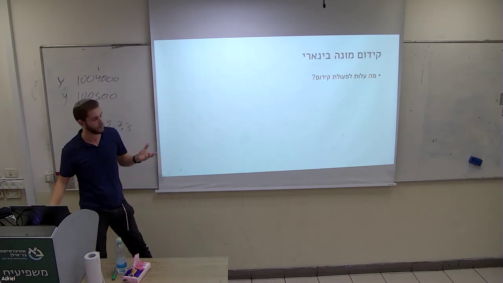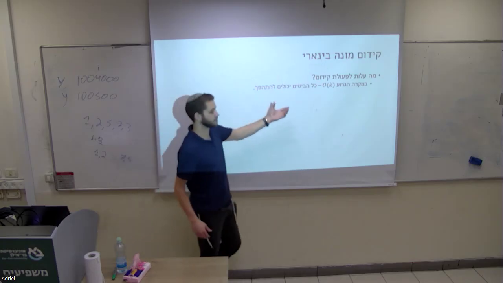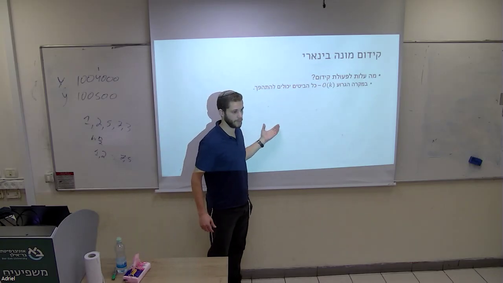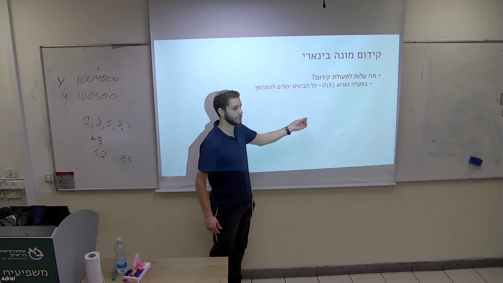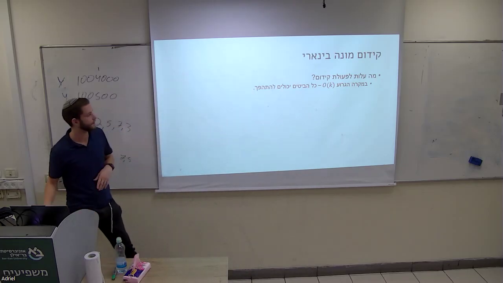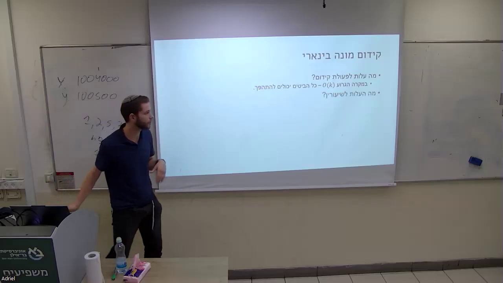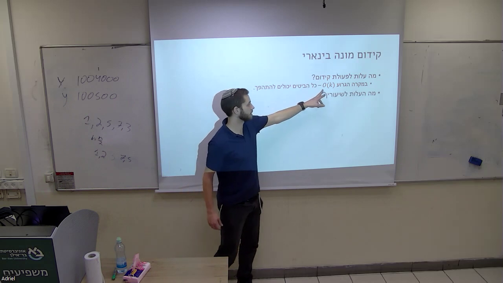All right, first, what's the price of that increment operation? In the worst case, O of k, where k is the length of the counter, because we have to change every single bit. If it's all 1s and we increment it, it causes a cascading effect and all of them have to change, which will cost us O of k.